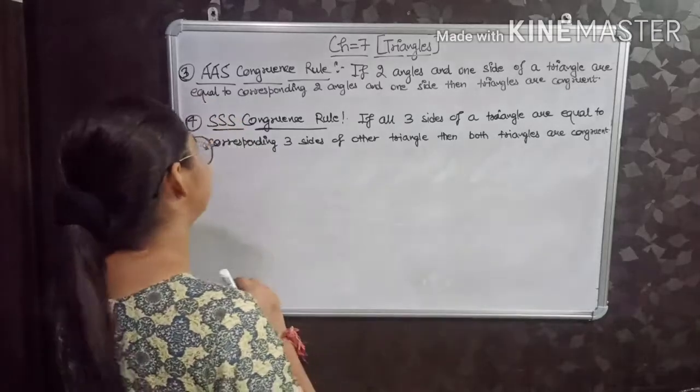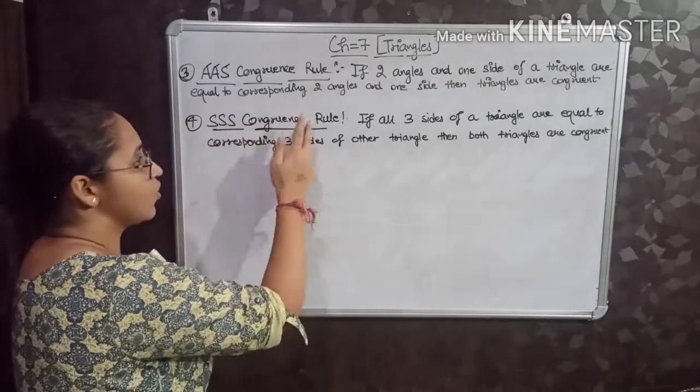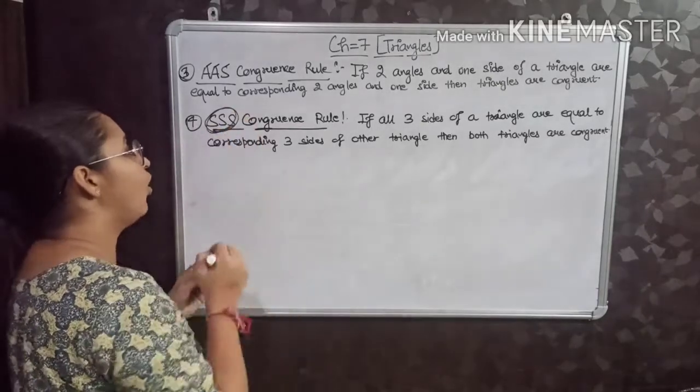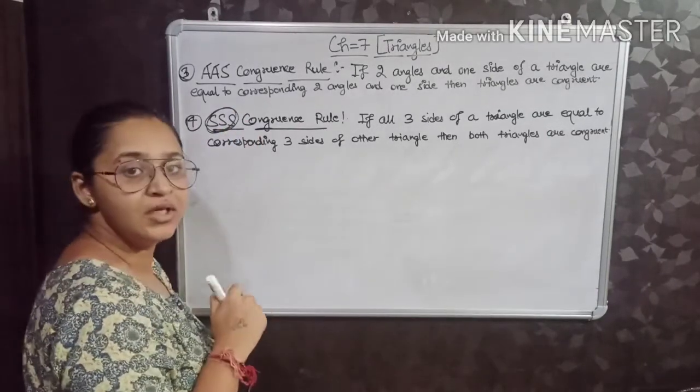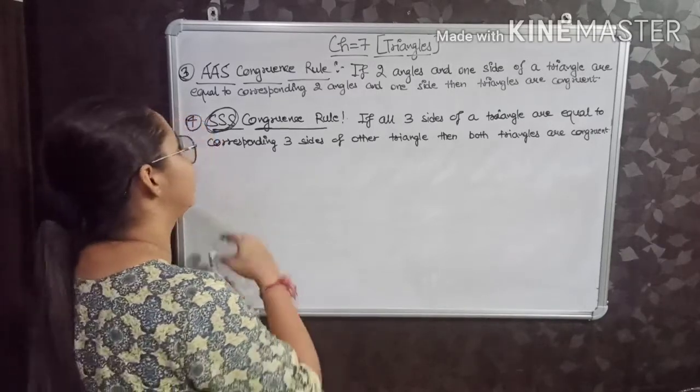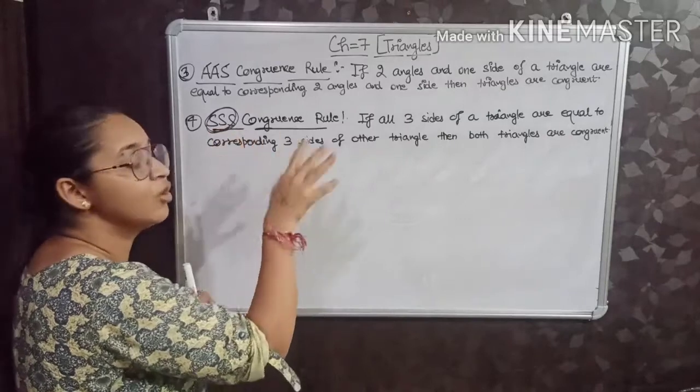See the statement. The statement is the SSS congruency rule. The name suggests we have all of the sides: three parts we are taking, and three parts are SSS, all of the three sides.